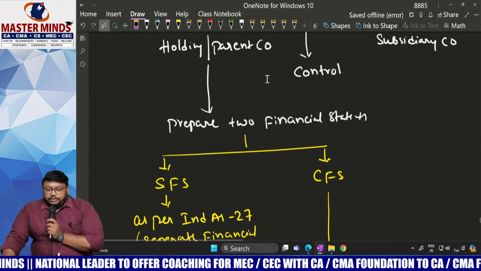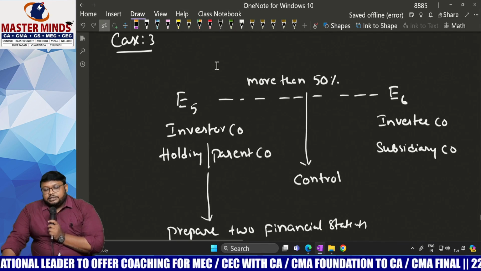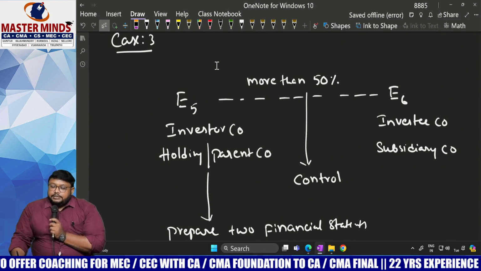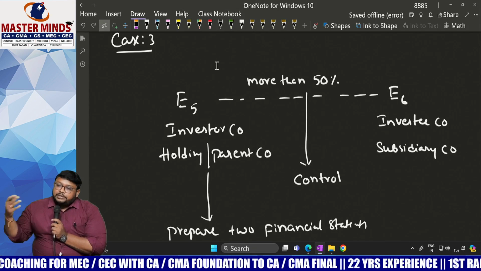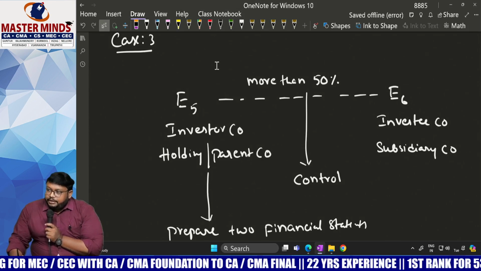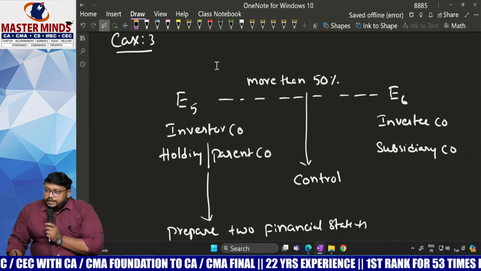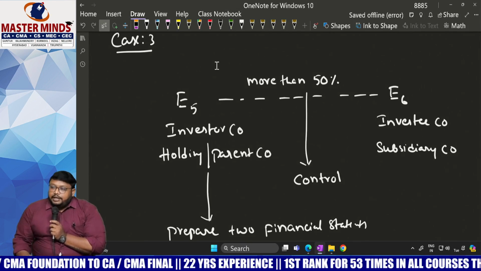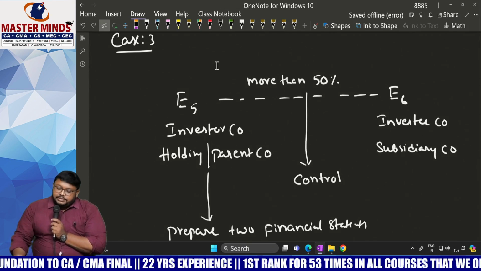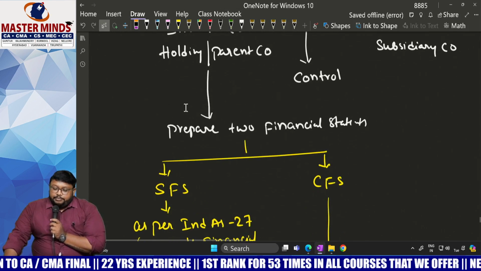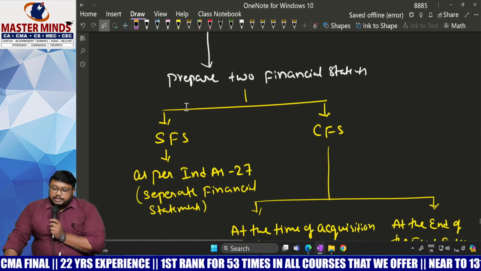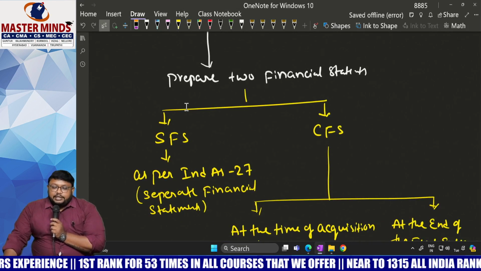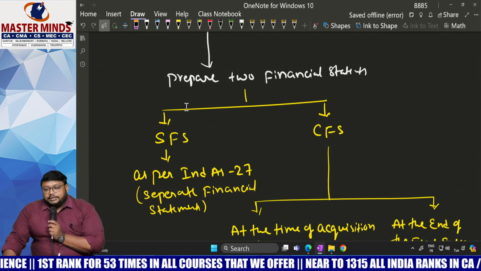Okay, so now here when an investor company makes investment of more than 50% in the equity interest, that means the investor company holds more than 50% of stakes in an investee company, then that investee company will be our subsidiary company. When you are making investments in a subsidiary company, the investor company has to prepare two types of financial statements: one is separate financial statements and the other is consolidated financial statements. Separate financial statements we will prepare as per the rules of Ind AS 27.